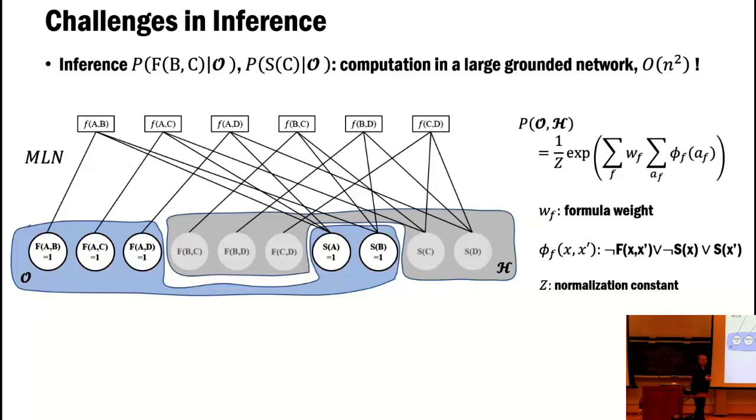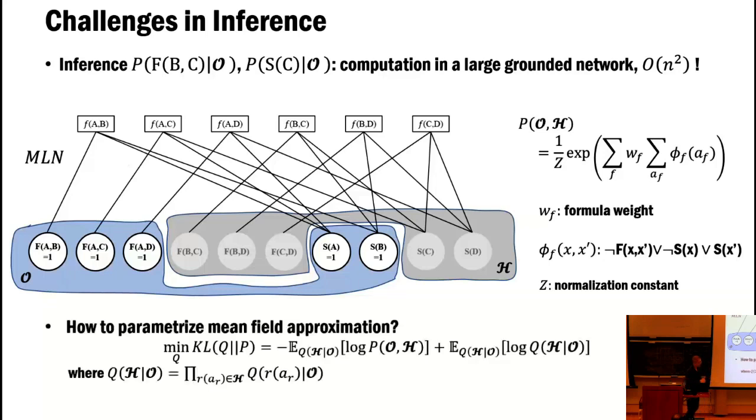That's why people use approximate inference, either based on a sampling approach or on something called variational inference. The simplest way to do inference, for instance, is something like mean field inference. I approximate the posterior distribution over these hidden variables by using a product distribution. I estimate the parameters of this product distribution using the KL divergence between the product distribution and the actual joint distribution. So this is mean field inference. This is the challenge in the Markov logic network.